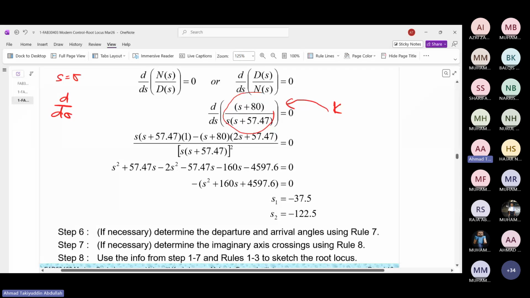So you differentiate the k. That's why we are going to put it as d over d sigma k. So d over d sigma here, as in the general rule that we have had, the sigma here we remain as S. So that's why we are just going to have d over dS. And k, as what we have defined, we are going to have it to be S plus 80 over S plus 57.47. You got the idea now, guys?